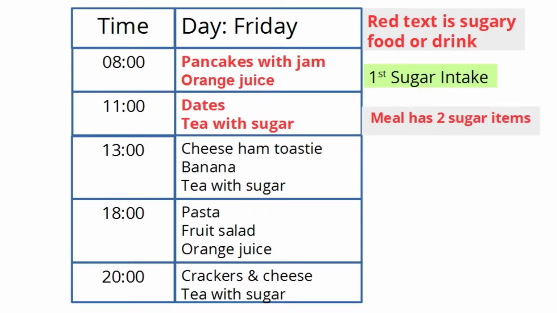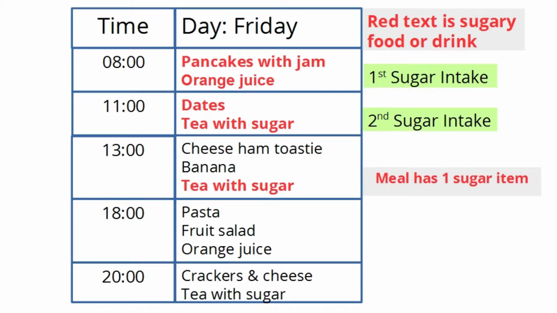The 11 a.m. meal of dates and tea with sugar has how many sugar items? The 2 sugar items are the dates and sugar placed in the tea. This is the second sugar intake.